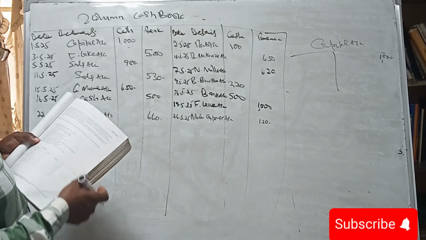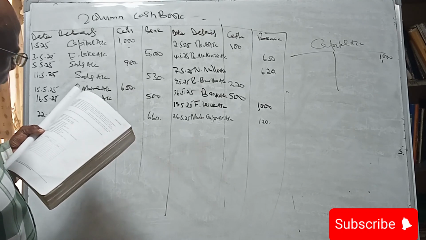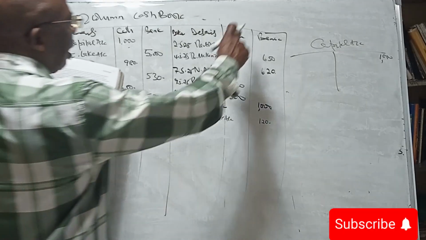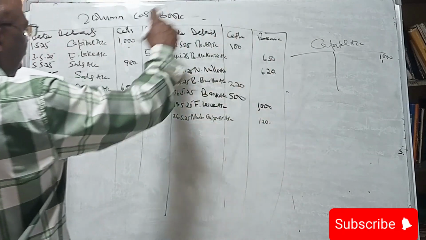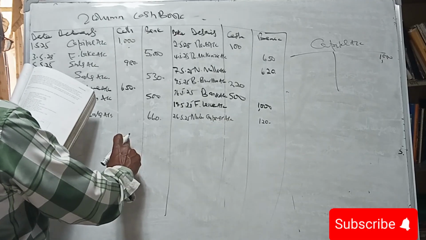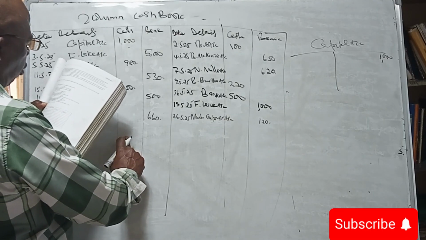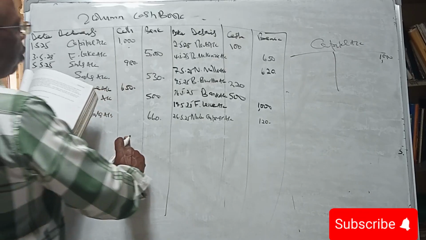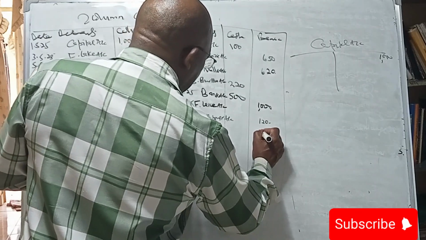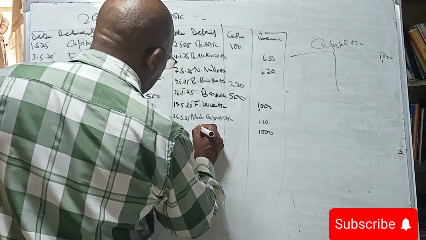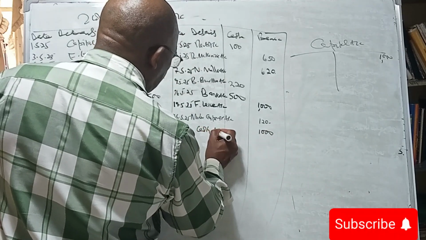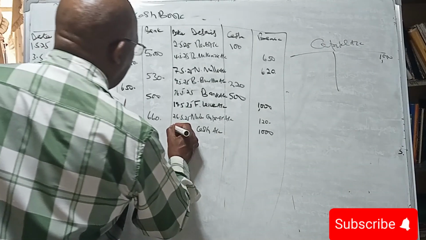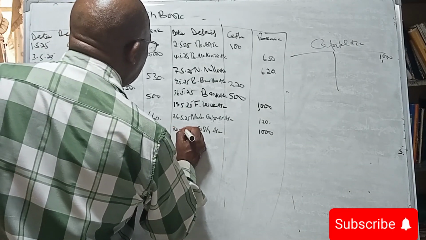We are told on 30th, we will withdraw cash from the bank for business use. We are getting money from the bank and we are bringing it to cash. We withdraw 1,000 from the bank for business use. So we are reducing bank with 1,000 and we are taking it to cash, and that is on 30th of May 25.